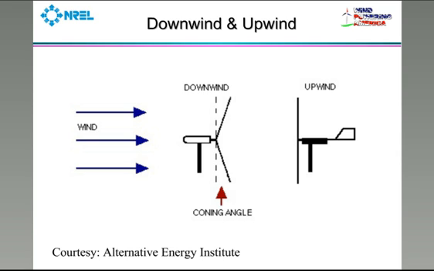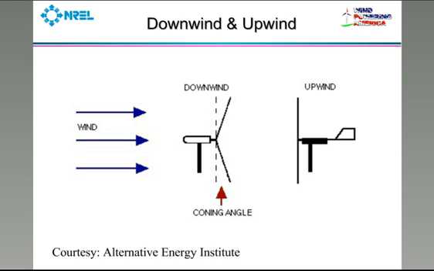A disadvantage of downwind machines is what's called tower shadow. The tower actually reduces the wind speed right behind it, and so the blades will feel some stresses as they cross the tower, so you get a little bit more O&M.